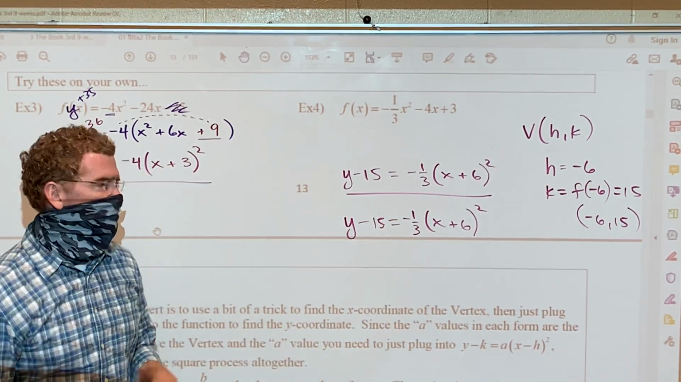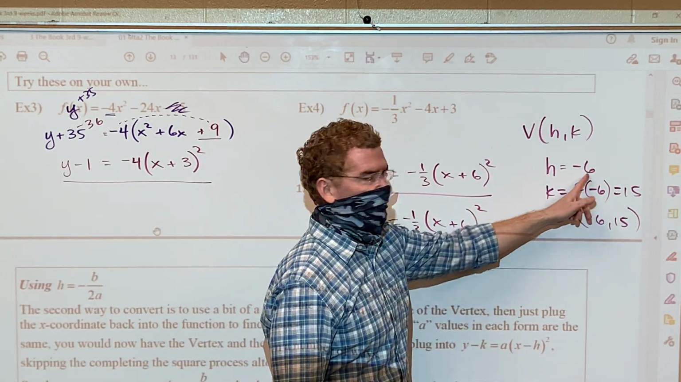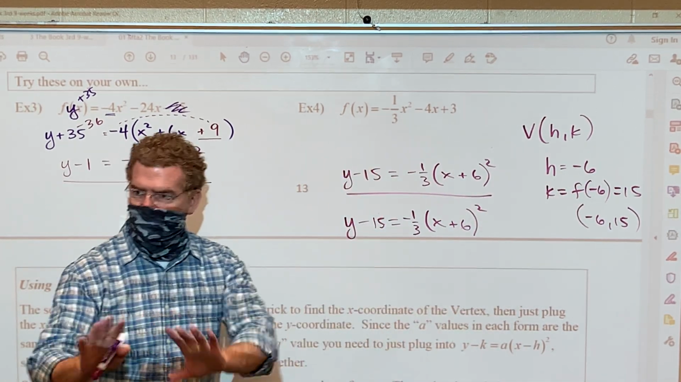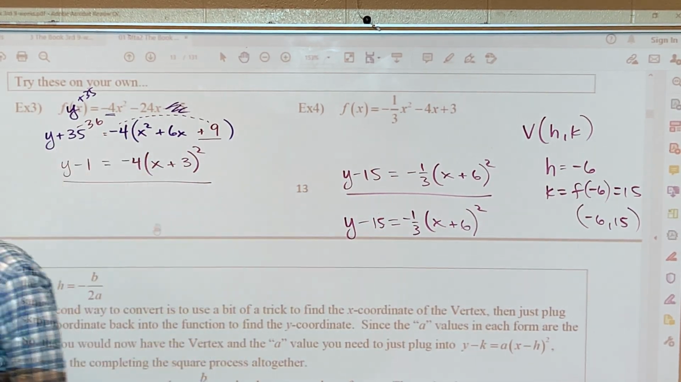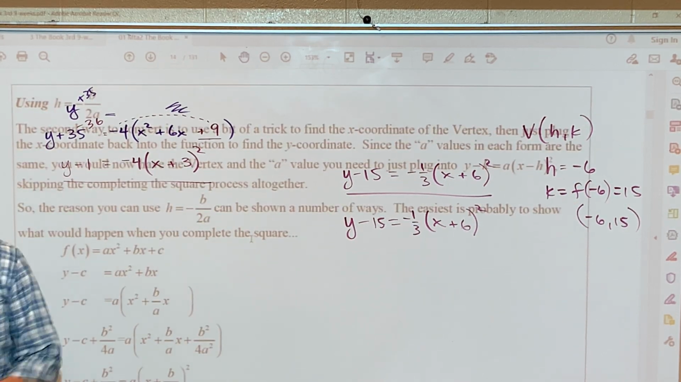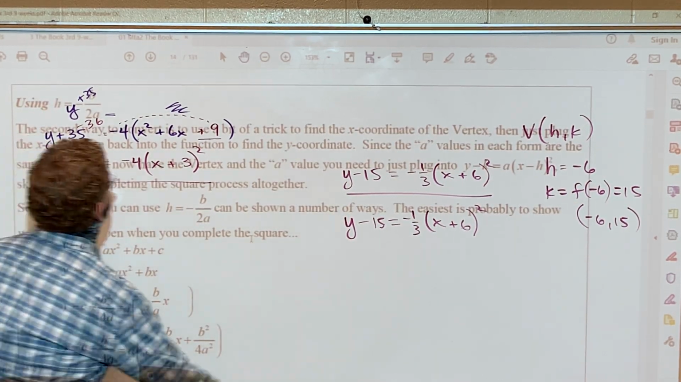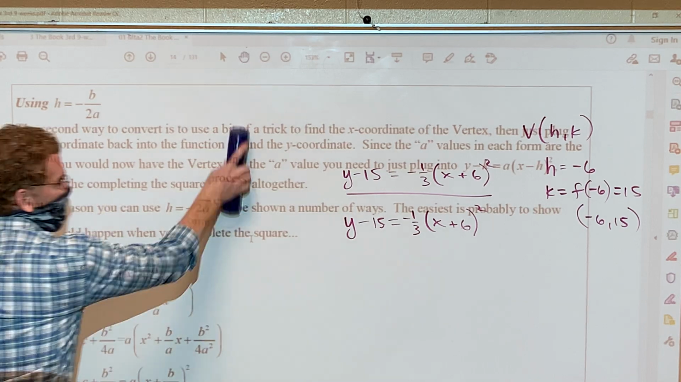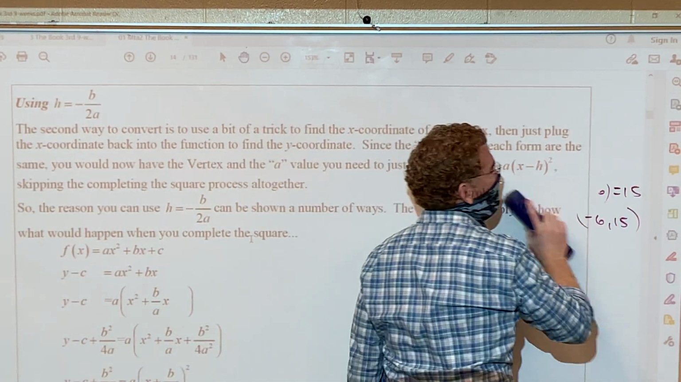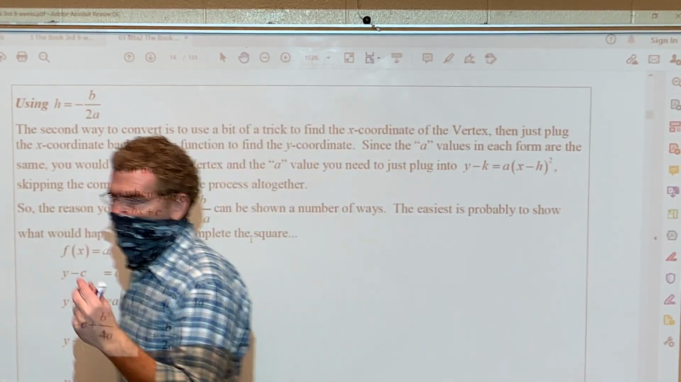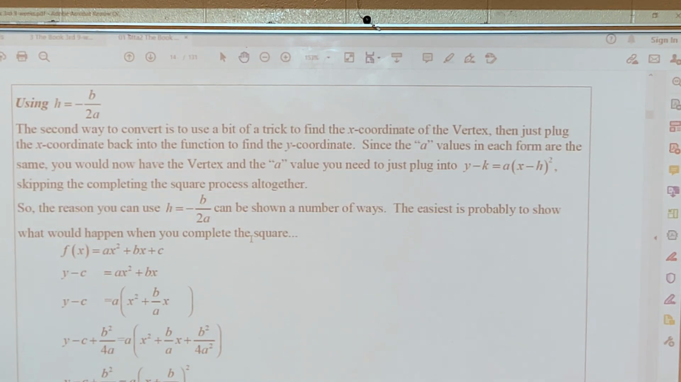So the question is, how would I find that little trick for finding the x coordinate? Are y'all tracking with me so far? So if you look at your notes on the next page, the trick is, and I'm going to show you where this comes from, but again, if you want to do it this way, you can skip the step of completing the square. And if I ask you to do it to solve, I want you to do it to solve.